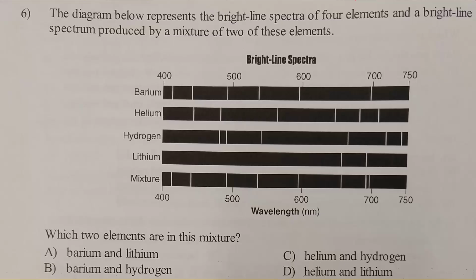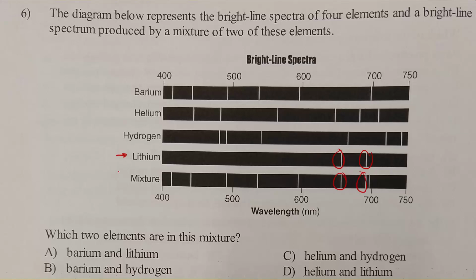Alright, 6. The diagram below represents bright line spectra of 4 elements, and a bright line spectrum produced by a mixture of 2 of these elements. Which 2 elements are in the mixture? So basically, each element is going to give off their own specific bright line spectrum. And if the element is in that mixture, it will have all of the bright lines of that element. So if I take a look, I'm going to start with lithium. You can see there's a bright line here, matches up with what's in our mixture. Same thing here. Cool, so it looks like lithium's in our mixture.